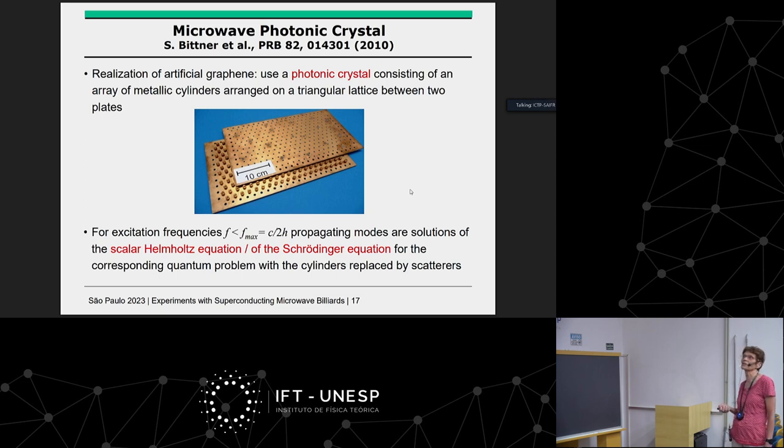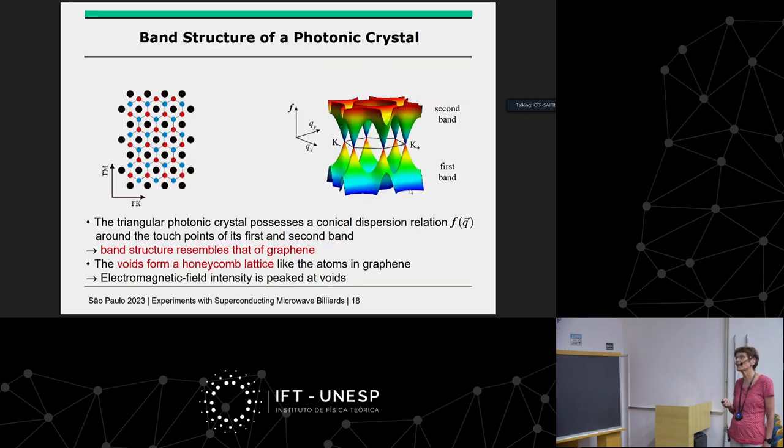To realize such a system, we used a lattice structure of metallic cylinders forming a triangular lattice. When they are arranged on a triangular lattice, for frequencies below the maximum frequency, the propagating modes are solutions of the scalar Helmholtz equation, which is equivalent to the Schrödinger equation with holes at the positions of the cylinders. That's the Schrödinger eigenvalue problem you would have to solve, and when you do this, you find that the band structure of such a triangular lattice structure is exactly the same as for a graphene billiard. So we use this fact to simulate properties of graphene.